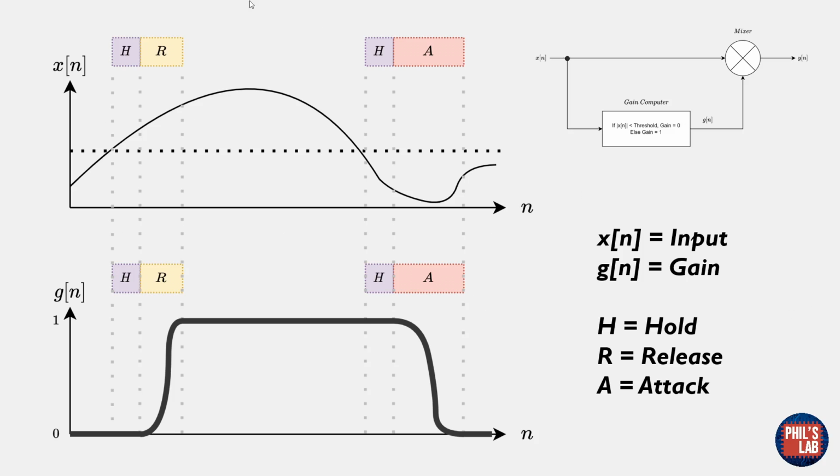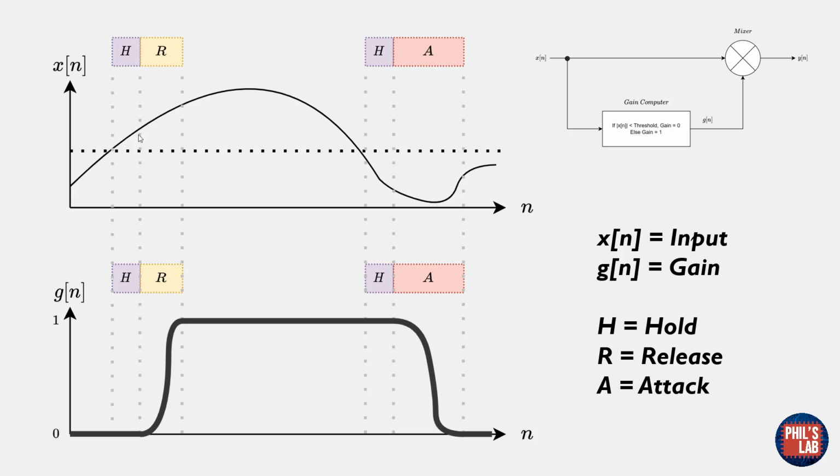Here we have an input waveform, arbitrarily of course, and we have a certain threshold. You can see H denotes the hold time, R denotes the release time, and A denotes the attack time. This is the plot of the input waveform, and this is the plot of the gain. So let's start over here. We are below the threshold, the noise gate is engaged. Once we pass the threshold, we want to let the signal through again.